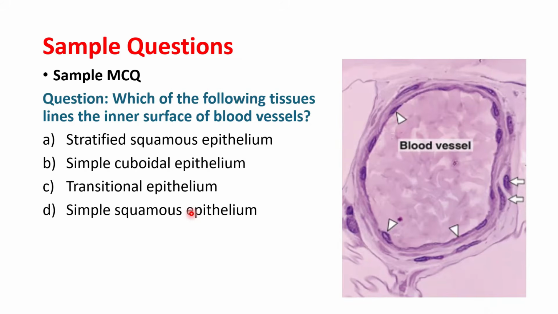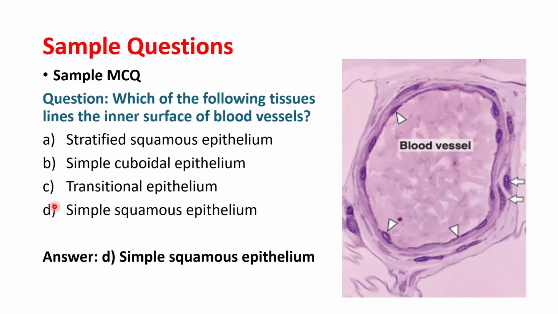So simple squamous epithelium lines blood vessels. This is the histological organization of a blood vessel, most likely a vein. You can see this lining here. It's simple because it's one layer, and the nucleus is flat. That's the simple squamous epithelium of this blood vessel. And what you can see here is blood, most likely red blood cells. So the answer there is simple squamous epithelium.